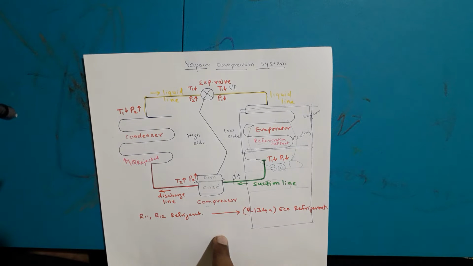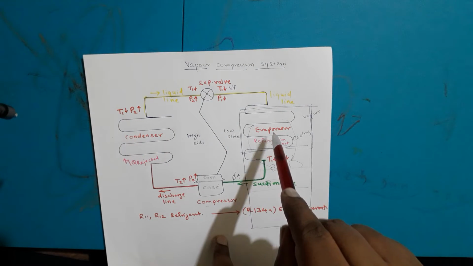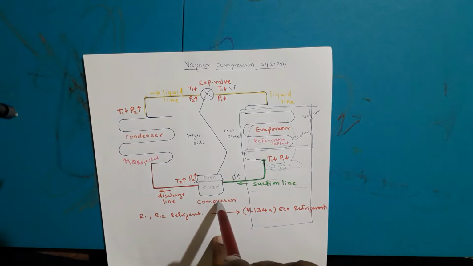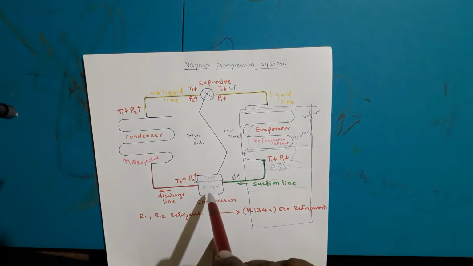Before studying this vapor compression system, we will study its main parts, that is compressor, condenser, expansion valve and evaporator. The function of the compressor, as the name indicates, is to compress the vapors.